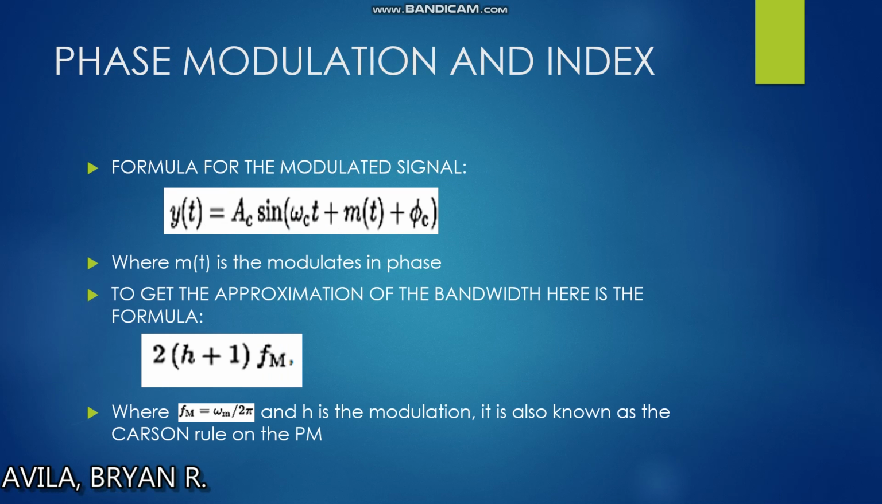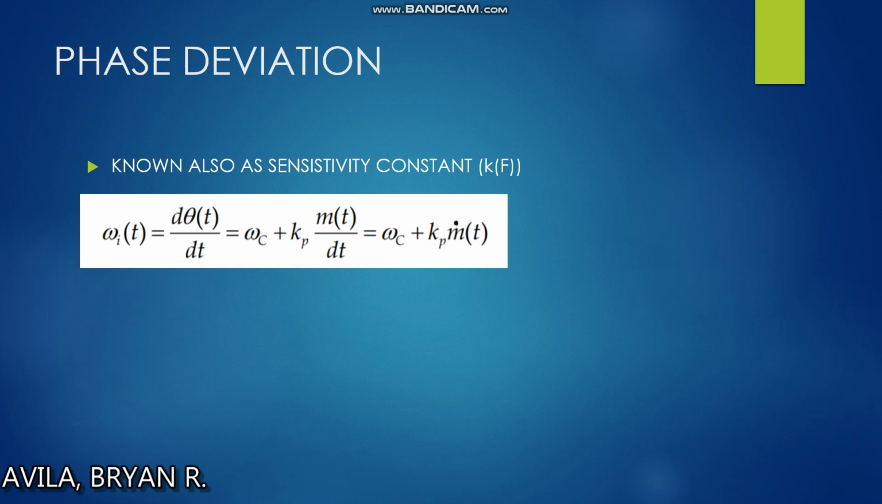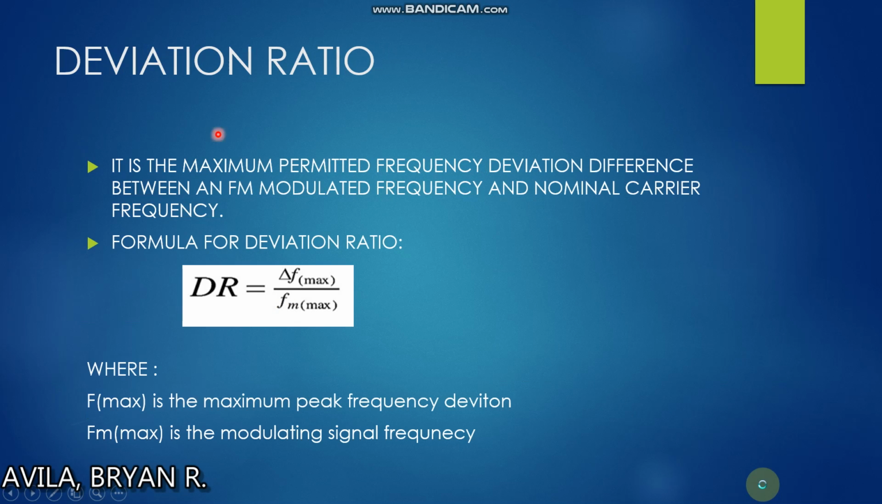And here we have mt, which stands for the modulating signal. While in the deviation ratio, it is the maximum permitted frequency deviation difference. It is also the difference between an FM modulated frequency and nominal frequency. This is the formula for the deviation ratio, where Fmax is the maximum peak frequency deviation and Fm max is the modulating frequency.